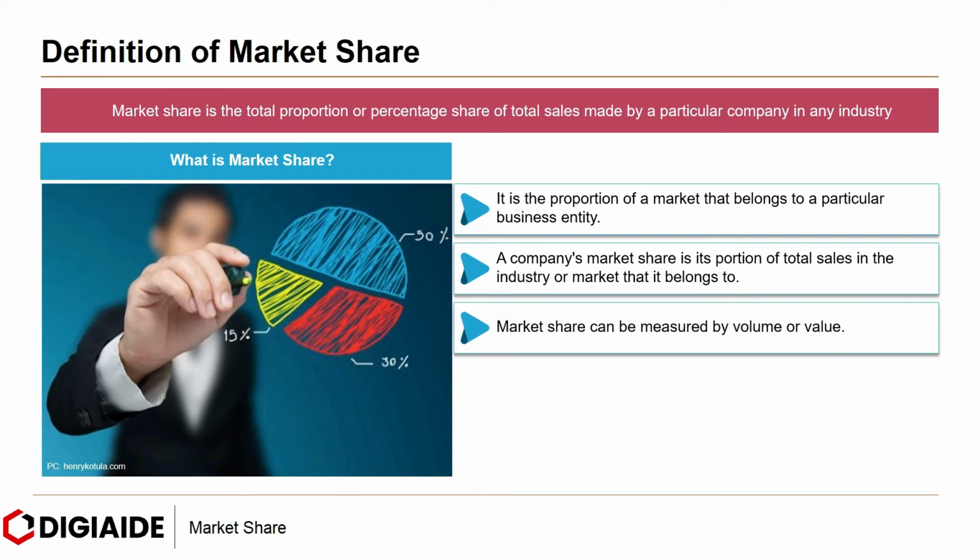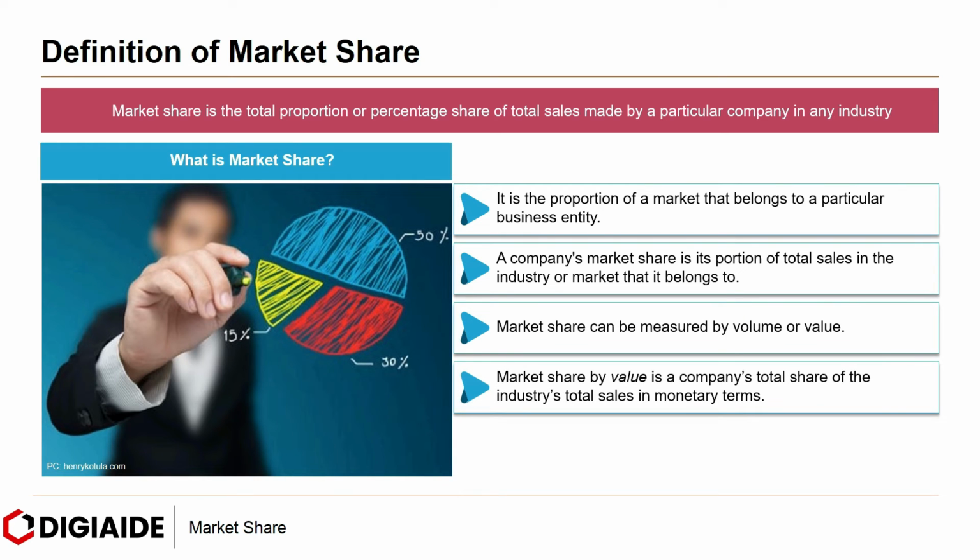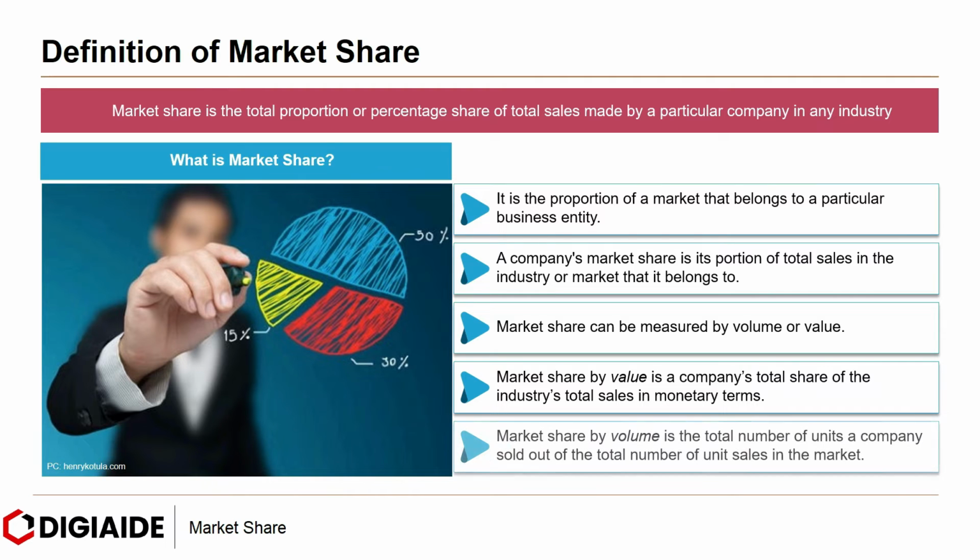Market share can be measured by volume or value. Market share by value is a company's total share of the industry's total sales in monetary terms. Market share by volume is the total number of units a company sold out of the total number of unit sales in the market.